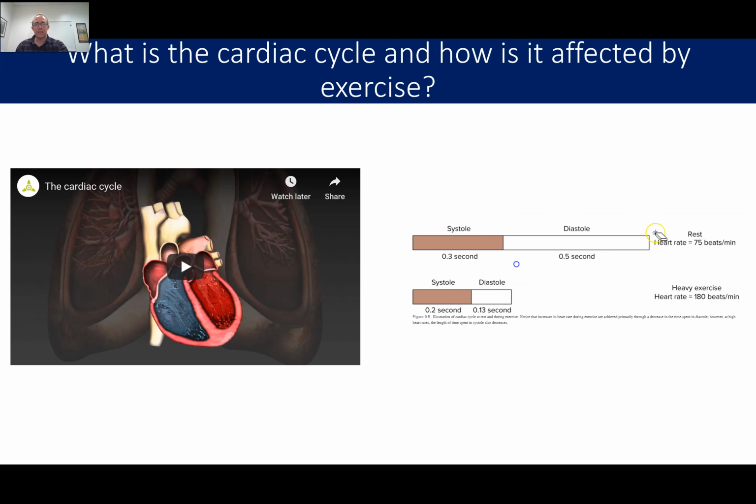What happens when you exercise is that because you're going from heartbeat to heartbeat to heartbeat much faster, the systole makes up a greater proportion of the cardiac cycle. So you're contracting for most of the time and only relaxing a little bit. So in exercise, systole makes up a much bigger proportion of your cardiac cycle.